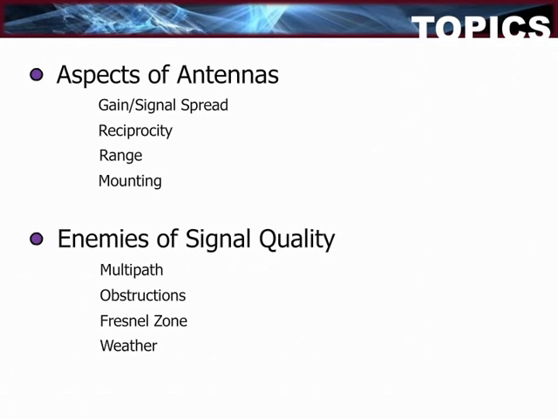Enemies of signal quality come in many different forms. Multipath is essentially an echo of the transmitted RF signal. Obstructions are anything that can block the signal between two RF devices. The Fresnel zone is a mysterious effect that weakens signal as the line of sight between two RF devices is encroached upon. Weather can weaken a signal as well, but if RF systems are designed appropriately, the negative effects of weather can be overcome.